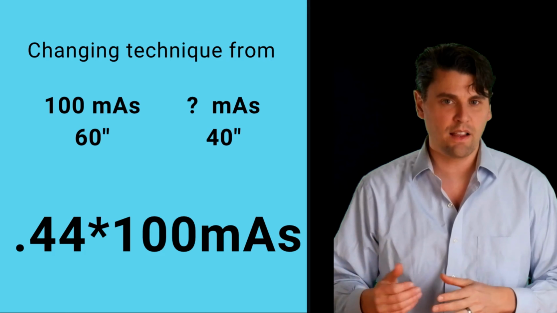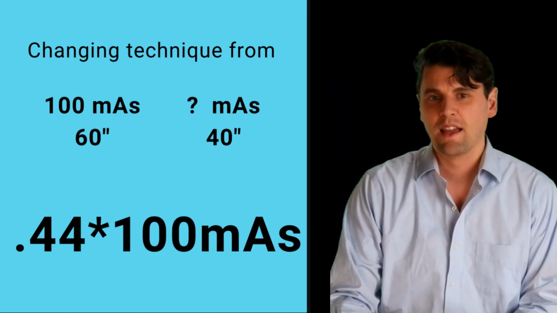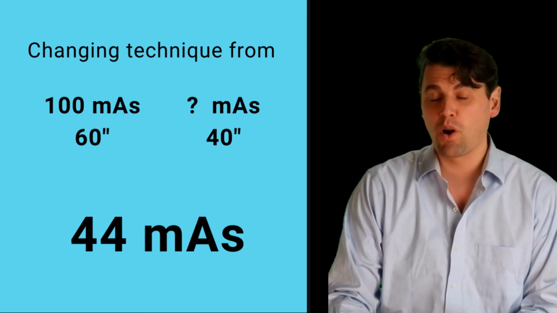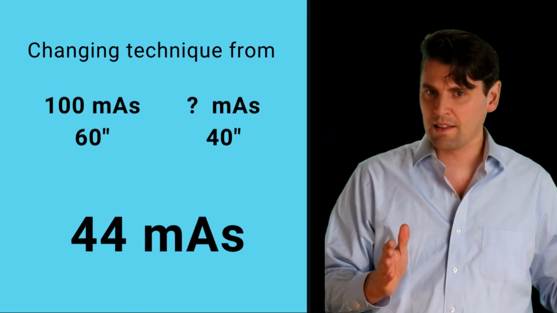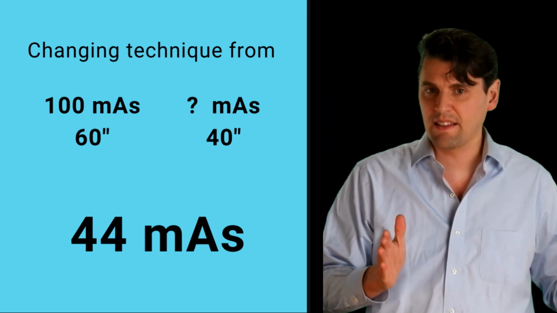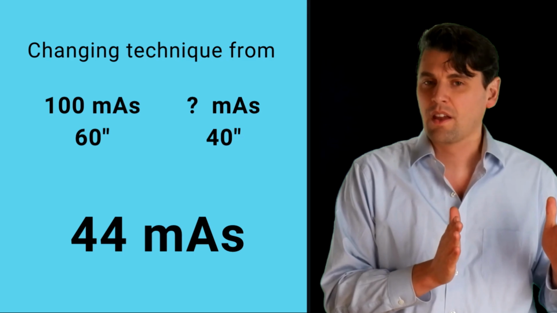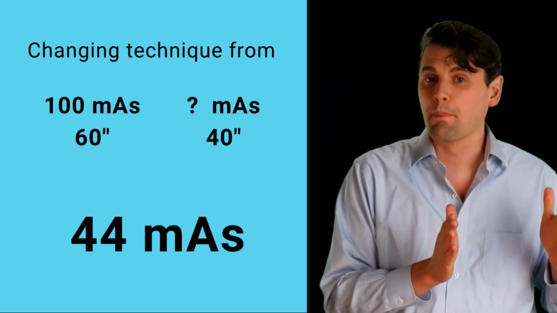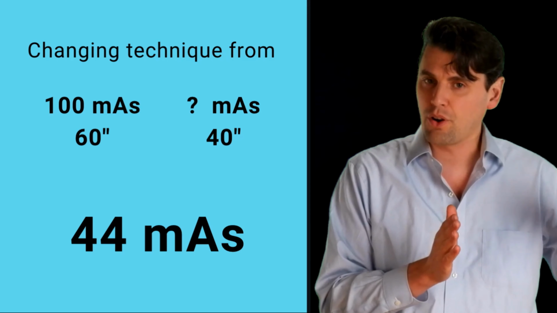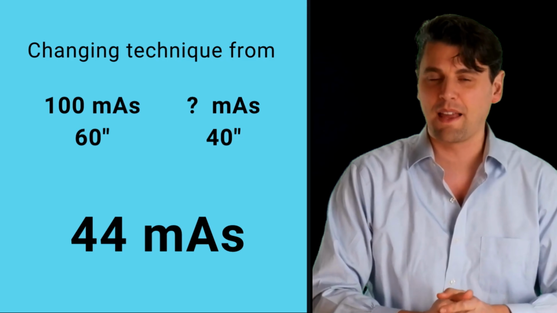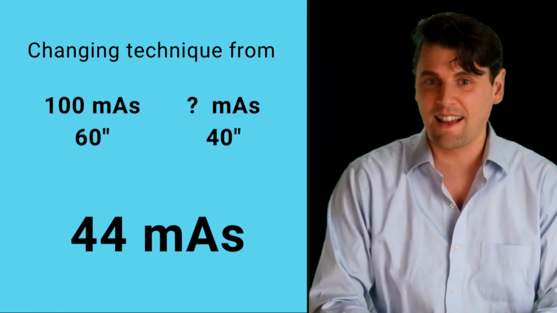If we plug into our calculator, we got 0.44. So 0.44 times 100, that's going to be 44 MAS. So we started with 100 MAS. We moved from 60 to 40. So our SID got smaller. So that makes sense because now there's going to be relatively more X-rays hitting our detector because we move closer. So we can turn the MA down, or we can turn the time down in order to have the same intensity that's actually hitting the detector.